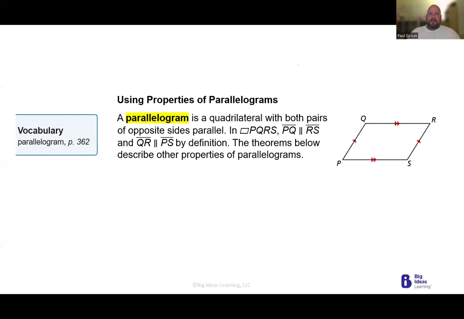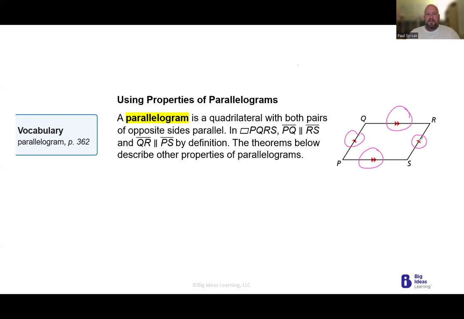So first, a parallelogram. What is it? A parallelogram is a quadrilateral with both pairs of opposite sides parallel. So in the drawing, they show that we have a parallelogram by labeling all the different parts. We have our parallel line marks on both sides. We have two sets of arrows on these two sides, and we have one set of arrows on these two sides. So we have both sets of lines parallel.